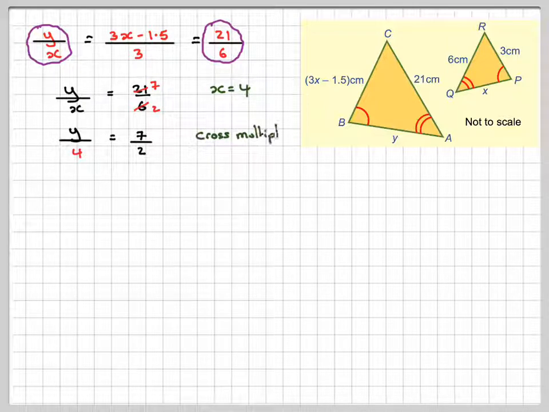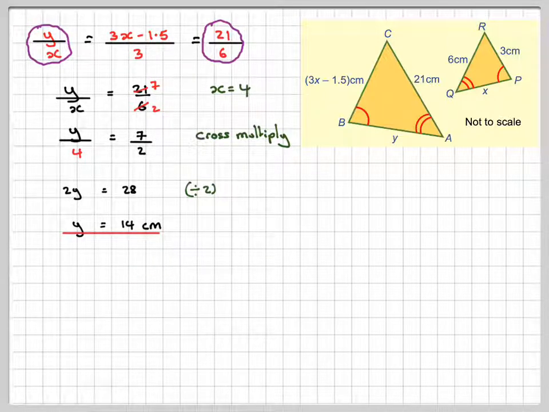We're going to cross multiply. Cross multiply, we're going to get 2y is equal to 4 times 7, which is 28. We're going to divide by 2, and we're going to get that y is equal to 14 centimetres. Okay, so this has been a video to show you how to use similar triangles to find length when one triangle has been flipped.